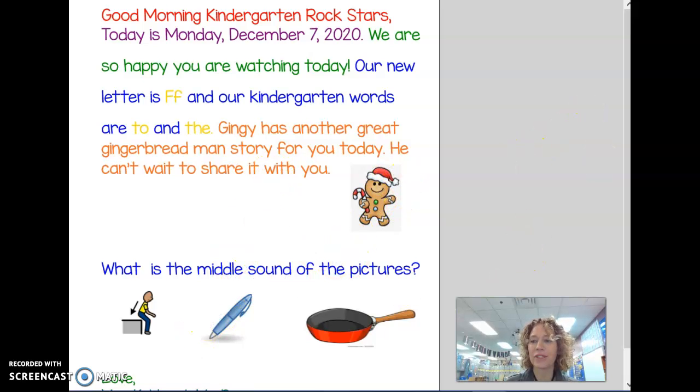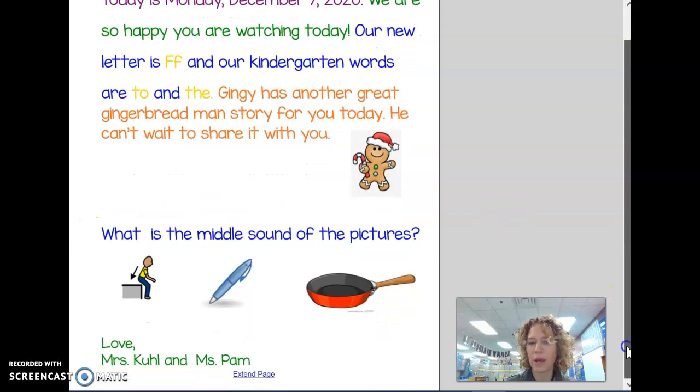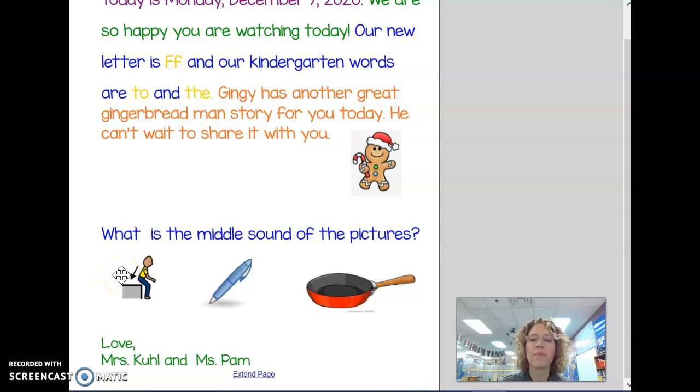All right, now let's take a look at this part. So I have some pictures here, and I want you to tell me what the middle sound is. When we break those individual sounds in those words, it's when you touch your cheek. That's the middle sound. Remember how we break our words down?